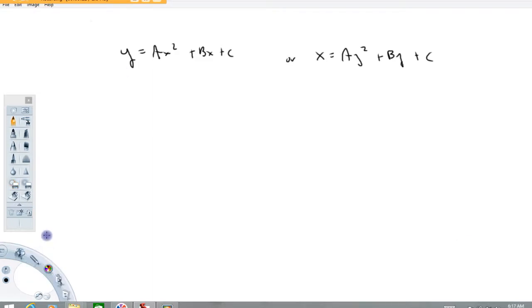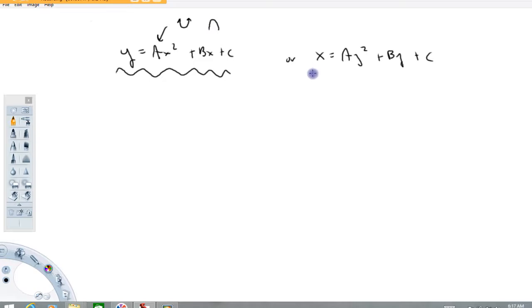Parabolas come in two types. You have ones that open up or down and ones that open left or right. Equations that are in this general form open up or down. If a is positive, they open up, which means, by the way, that they have a minimum value at the vertex. If a is negative, they open down, and that means they have a maximum value at the vertex.